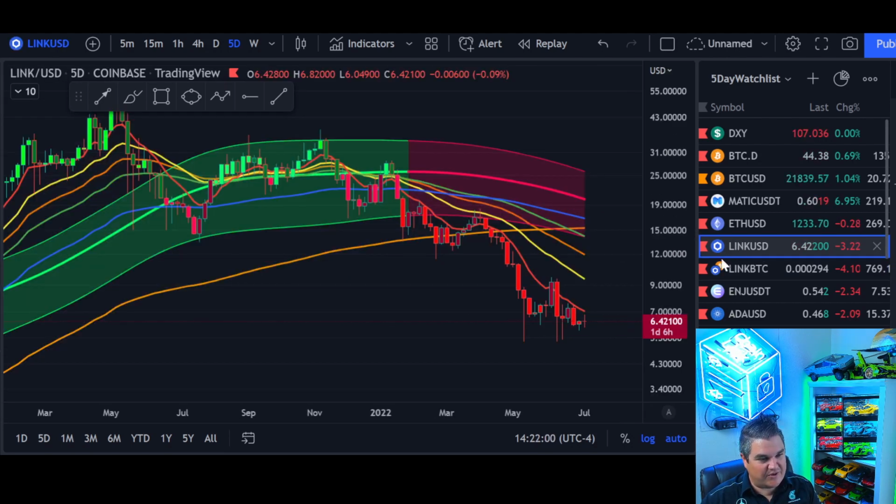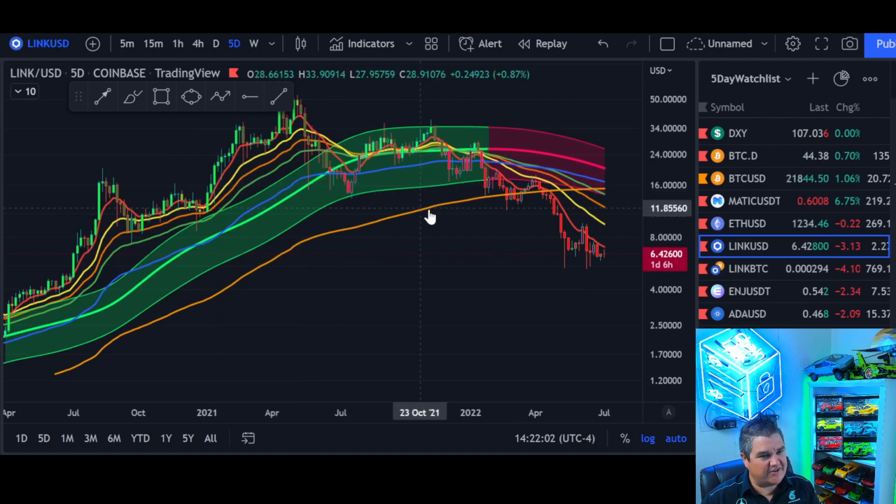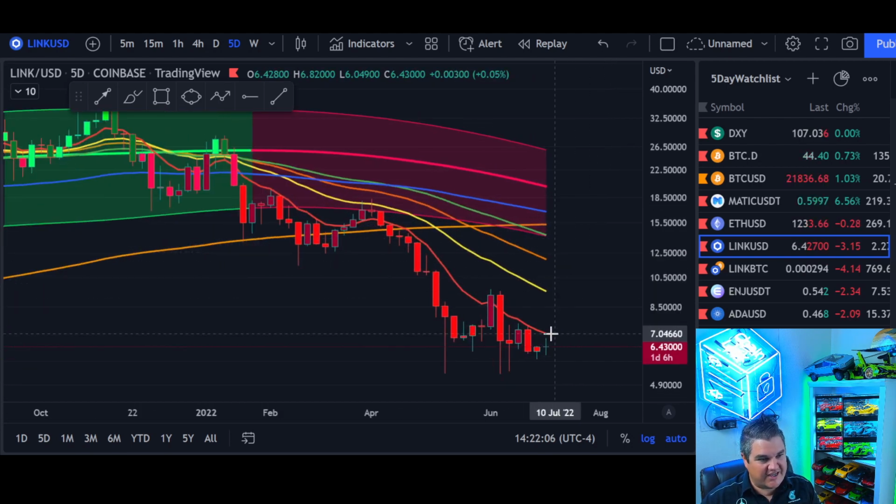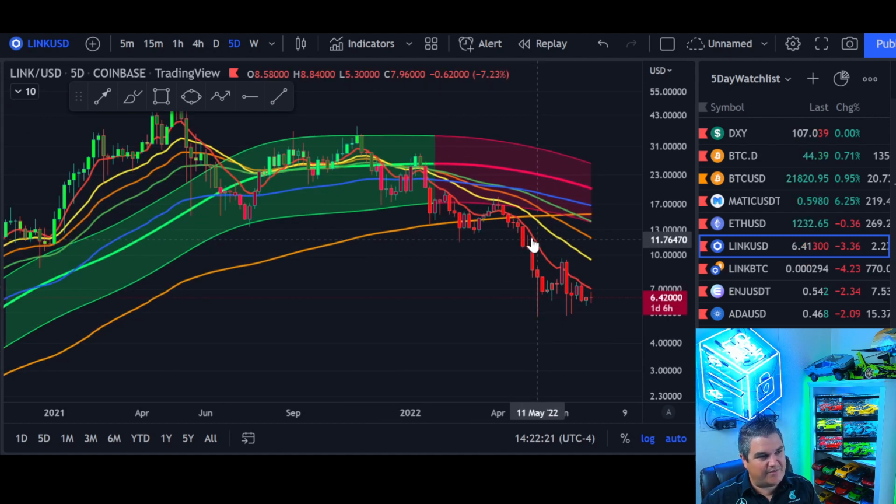So going back to LinkUSD on the 5-day, we have some work ahead of us. So baby steps. The first thing, we need to close multiple candles, 2 candles at least above the 8 EMA, which we've only done one there. We tried back in here, that was late April, March. We made a little bit of a run, but until then, not much doing.